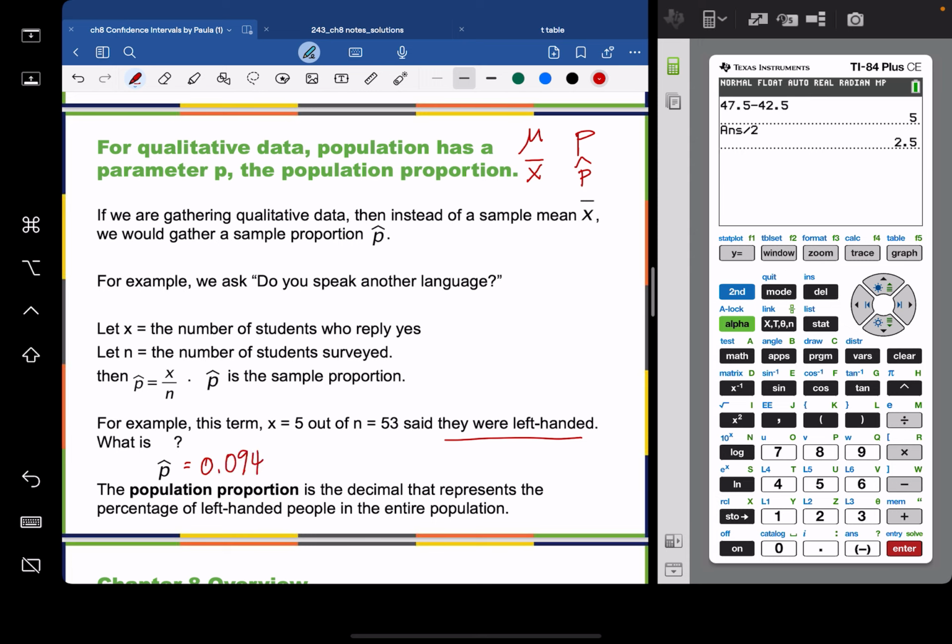And then we can build a confidence interval from this information. We're trying to know, out of the entire population, what is the population proportion? And that is the decimal that represents the percentage of left-handed people in the entire population.